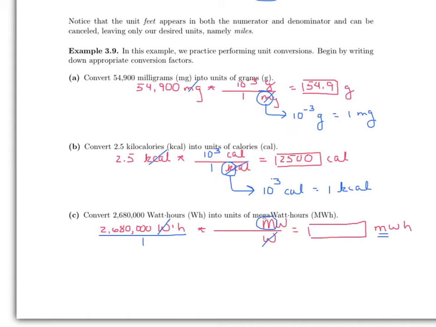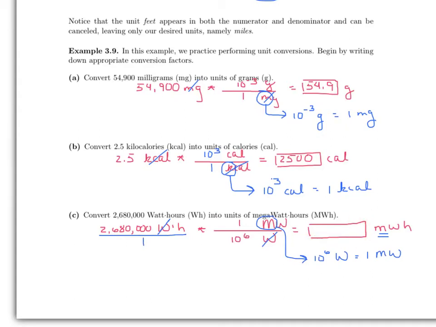So what is this conversion factor here? The key, once again, is to recall what the prefix mega means. Mega means to multiply by a factor of 10 to the 6. So 10 to the 6 watts is the same as 1 megawatt. So that's where we get our conversion factor from. 1 megawatt over 10 to the 6 watts.